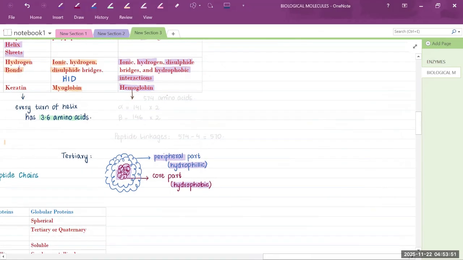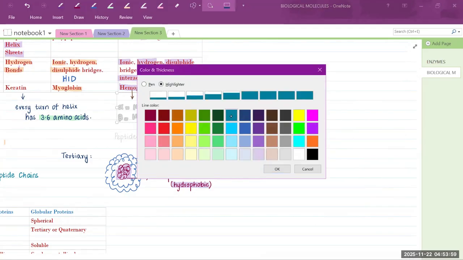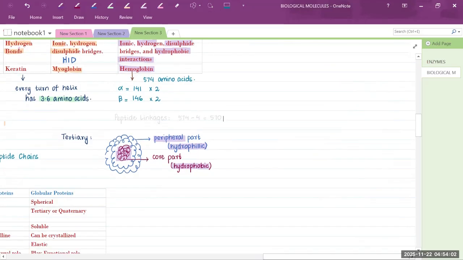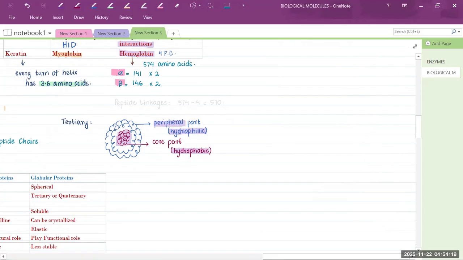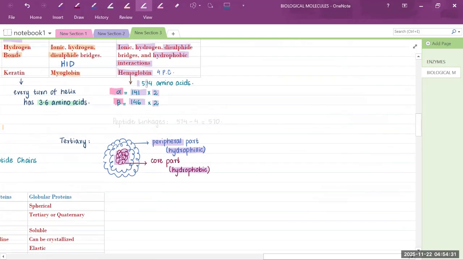Moving on to the quaternary one, we have the example of hemoglobin here. How many amino acids does hemoglobin have? It has 574 amino acids. And how many polypeptide chains? We have 4 polypeptide chains, 2 alpha chains and 2 beta chains. The alpha chain has 141 amino acids and the beta chain has 146 amino acids, and you have to multiply them by 2 because there are 2 each. So we get 574 amino acids.